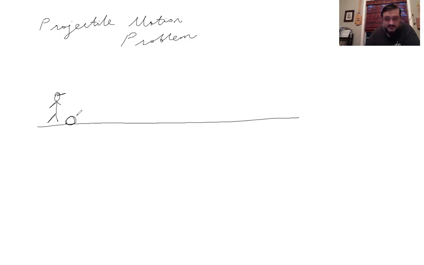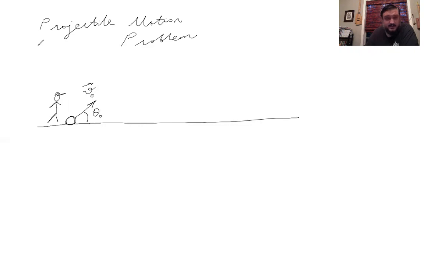So when you kick it, basically you're giving it an initial velocity, which will be in this direction. The velocity vector will make an angle theta with the horizontal. This is the initial velocity, so let's call this V naught, and this theta naught.